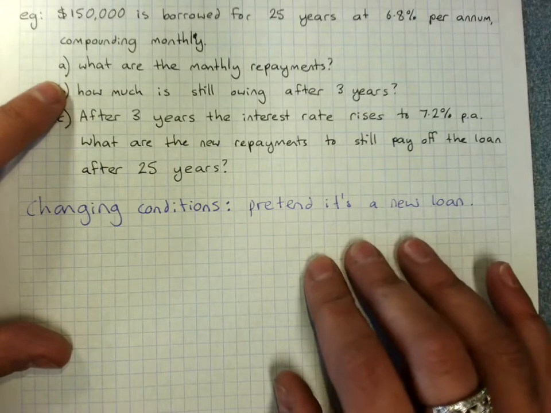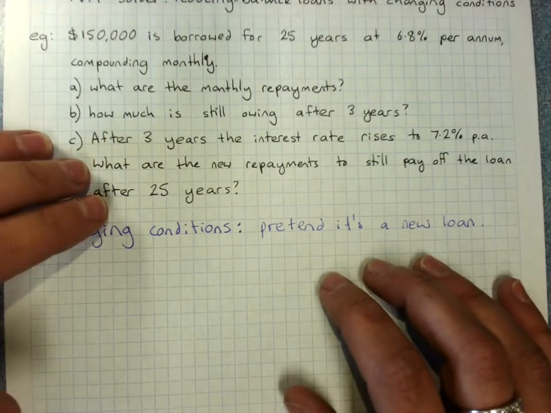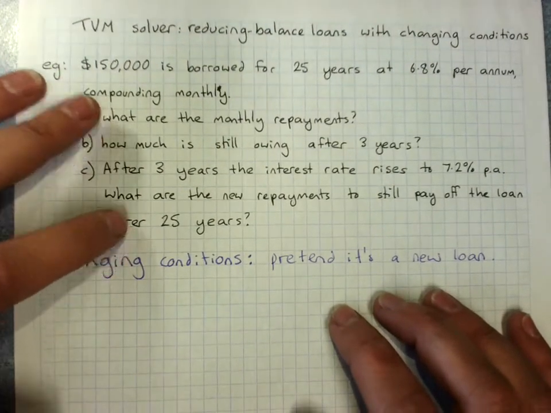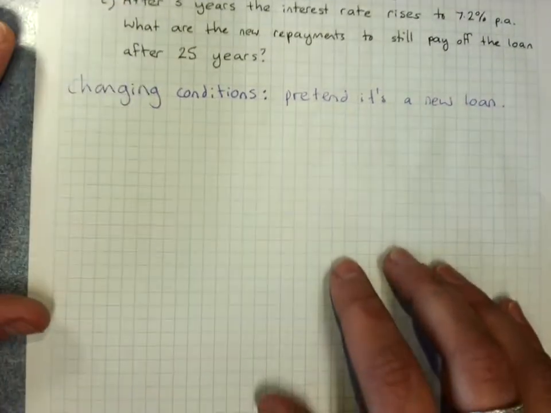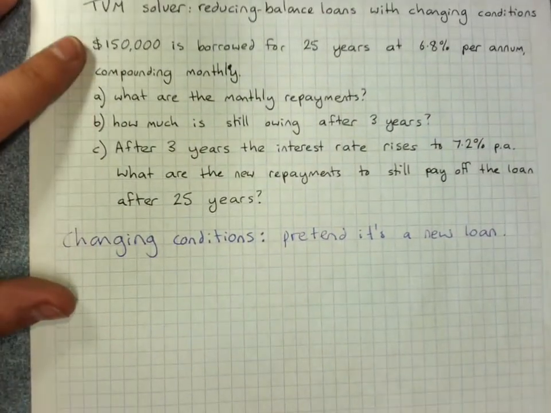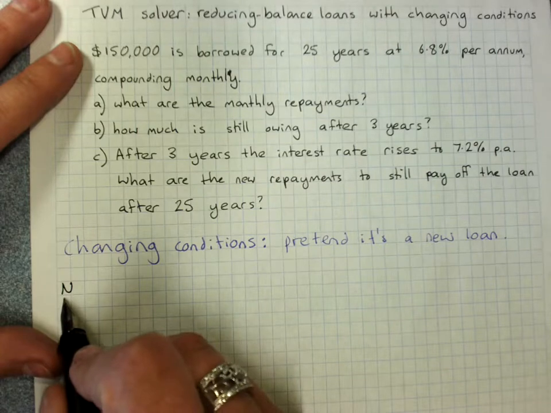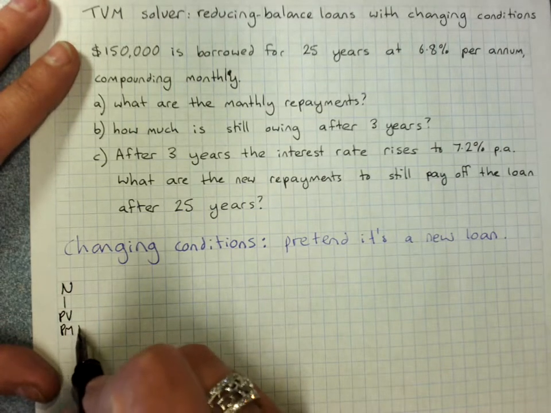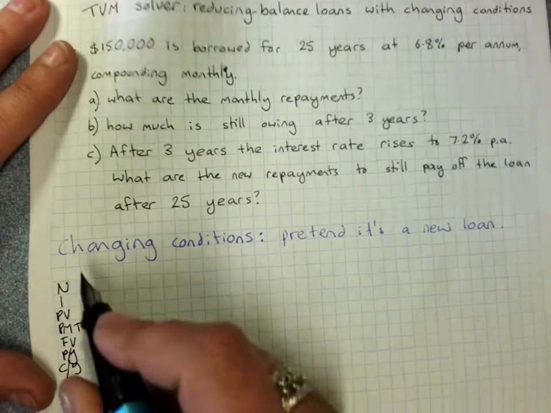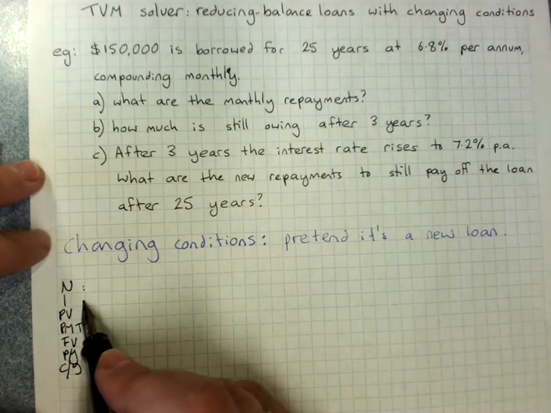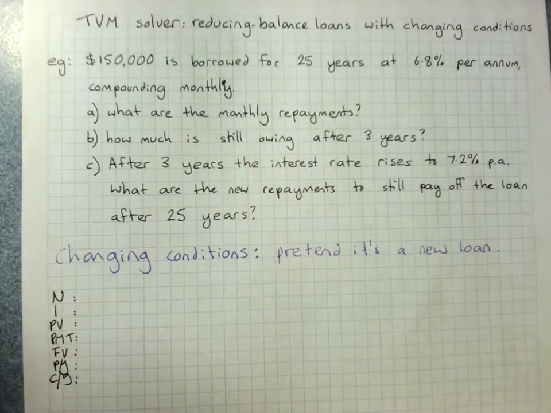You will, in some questions, need to consider what's happening in the first part of the loan and the second part of the loan. But at the moment, when you change conditions, pretend it's renegotiating a loan. So we start with the original problem, and we're going to use our TVM Solver. As always, set up your working, which will be your printout of the TVM Solver, and work out what's involved.